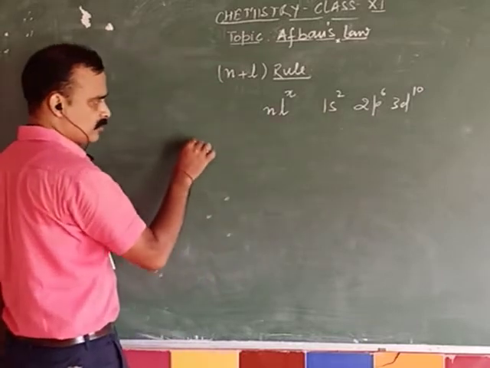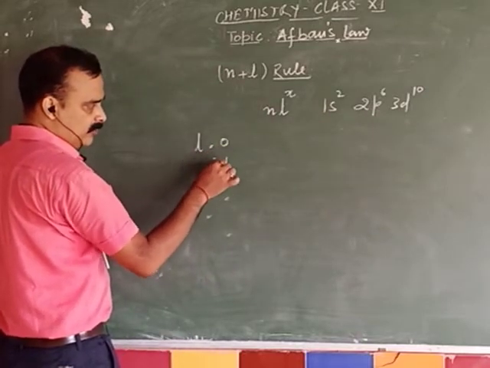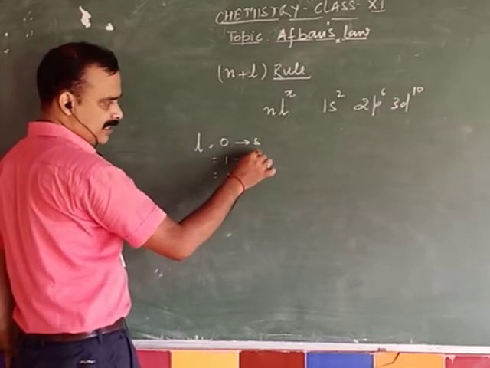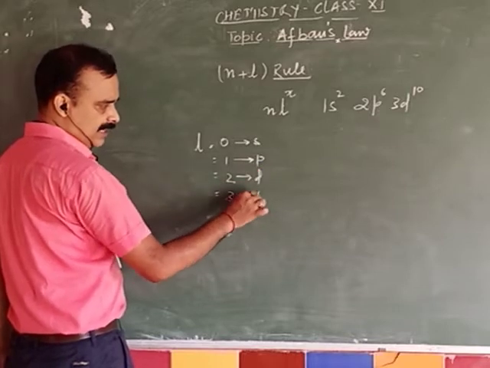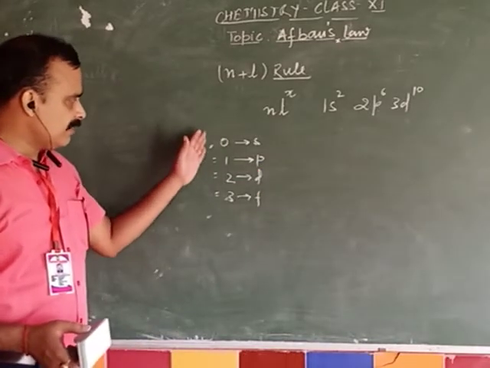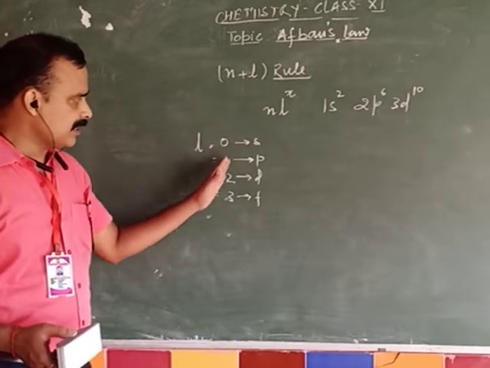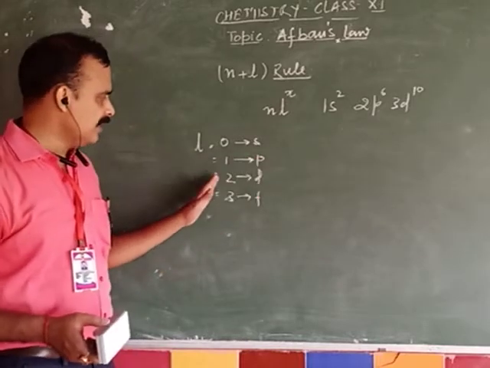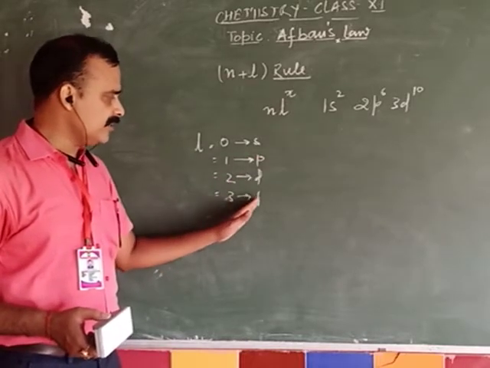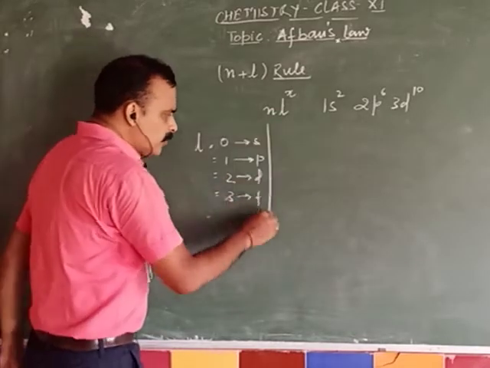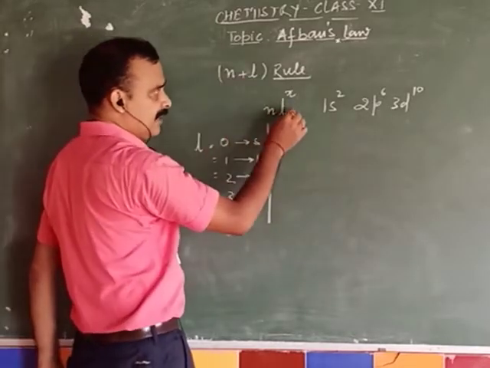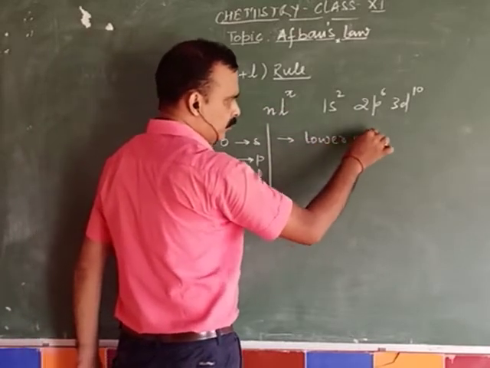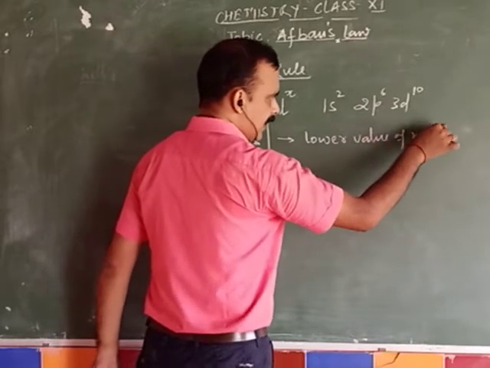For your convenience, dear student, I am going to write the l values 0, 1, 2 and 3, representing s subshell, p subshell, d subshell and f subshell respectively. If the value of l is 0, it is s subshell. If the value of l is equal to 1, it is representing p subshell. 2 means d subshell and 3 means f subshell. So you get a sum of n plus l, and the electrons are going to fill from the lower value of n plus l.